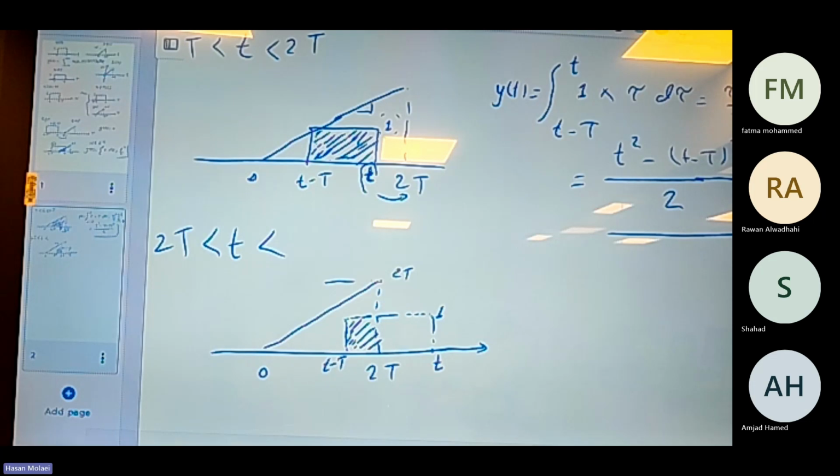We see when this point reaches this point, t minus capital T is greater than 2T, which is 3T. Exactly, t minus T reaches 2T. So before 3T, they have a small overlap. After that, it completely goes out.